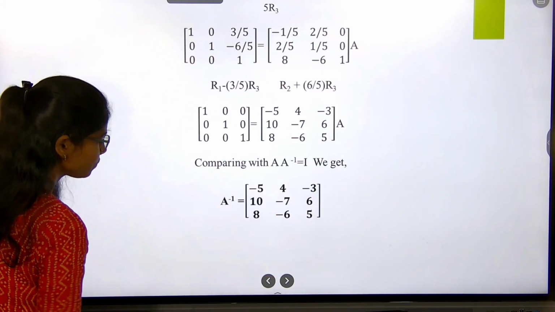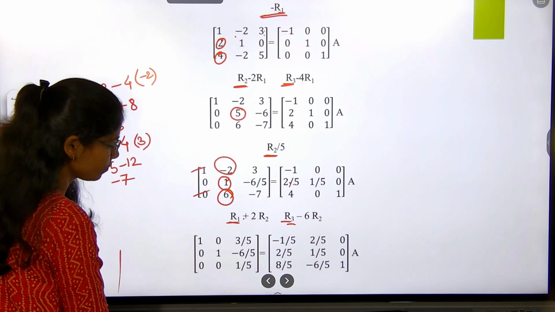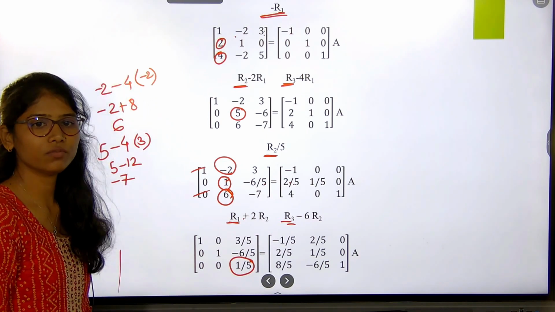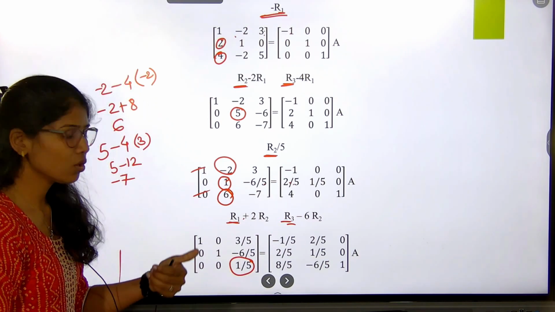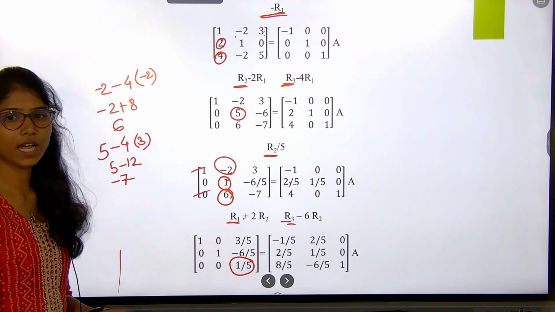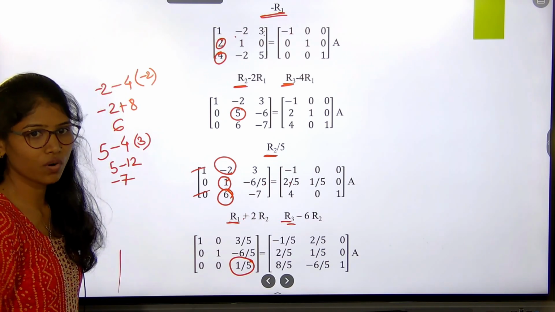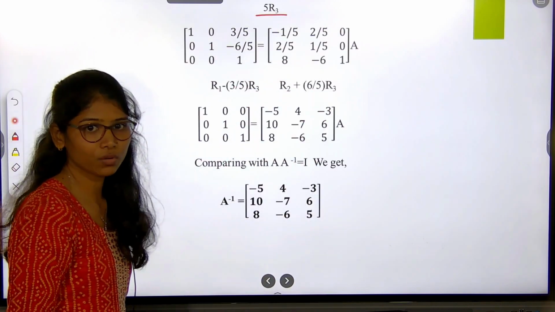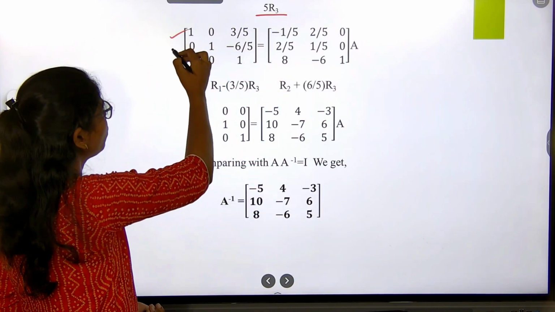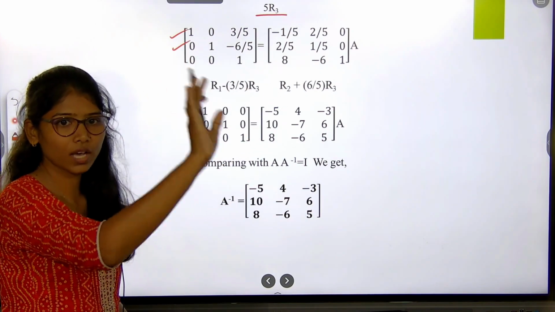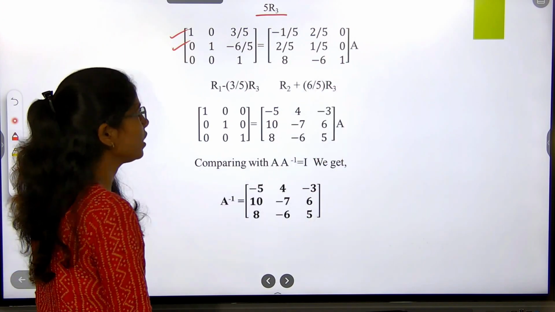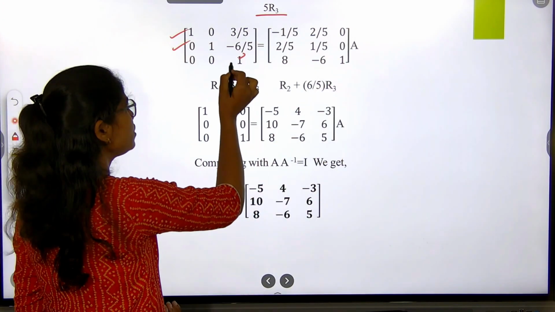Now we have to make this 1 upon 5 as 1. For that, what row operation should we use? After multiplying R3 by 5, we will get 1 here. Okay. So here multiply R3 by 5. So what we get? R1, R2 as it is, just multiply the whole R3 by 5. So 0, 0, 1, 8 minus 6, 1. After that, this is your 1.